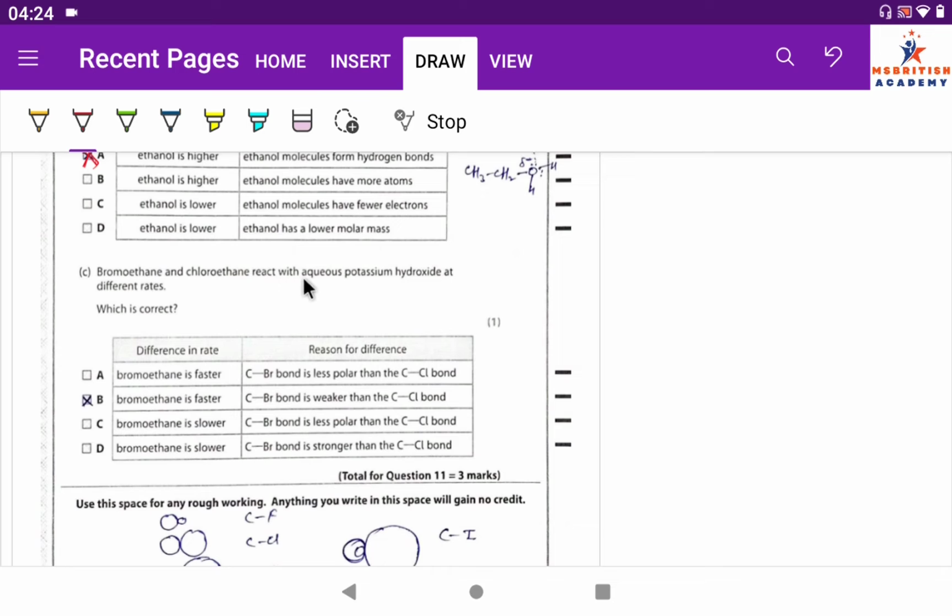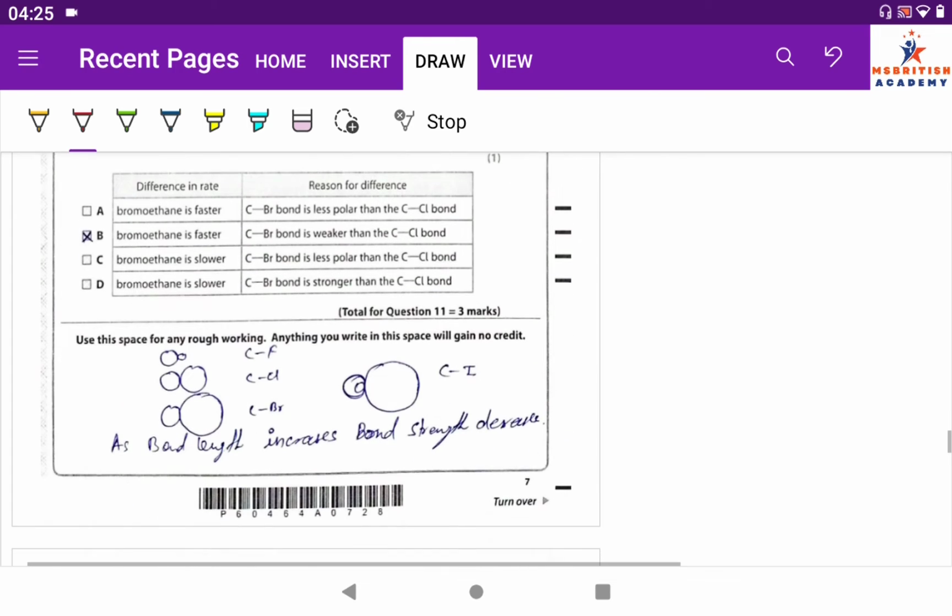Bromoethane and chloroethane react with aqueous potassium hydroxide at different rates. Why? So which is correct? See here first, the bond lengths of C-F, C-Cl, C-Br and C-I. As the bond length increases, bond strength decreases.